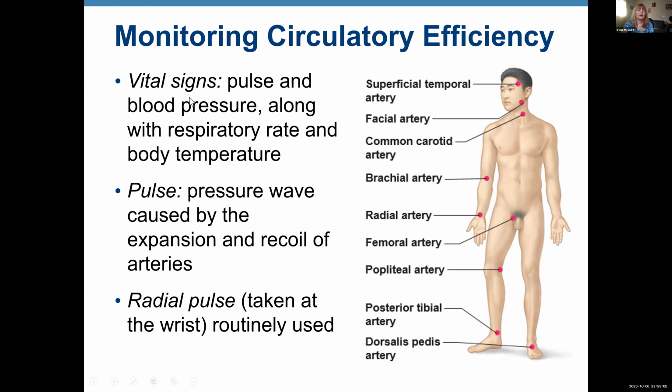Next, vital signs. Vital signs show how well your body is functioning, and specifically how well your body keeps homeostasis, right? It will be pulse, blood pressure, respiratory rate, and body temperature. So pulse is a pressure wave caused by the expansion and recoil of the arteries. And usually we take the radial pulse, at the wrist, and this is what is routinely used, but you have other arteries that can be palpated, right? So you can actually palpate the pulse in different parts of the body as well, right?